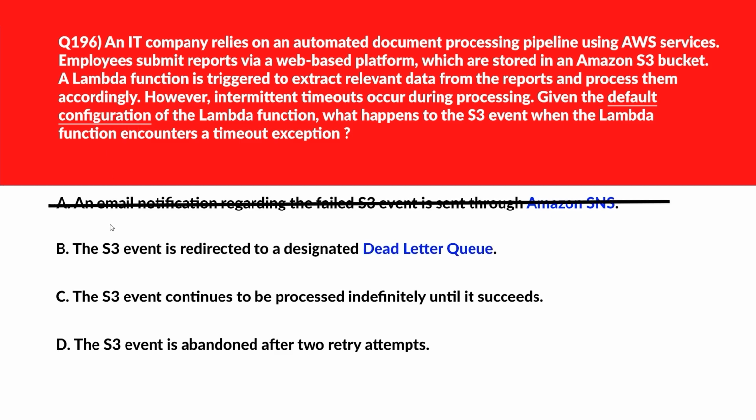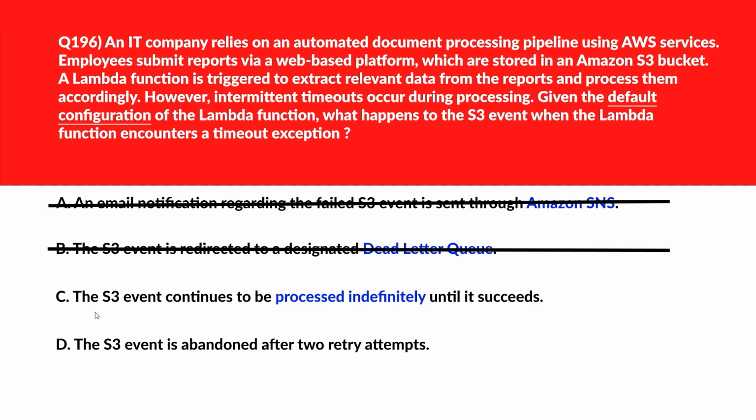Let's move to B. B says the S3 event is redirected to a designated dead letter queue known as DLQ. Lambda functions do not utilize a dead letter queue by default. We are looking for default again, right, unless a dead letter queue is manually configured. So this is again wrong, just like option A.